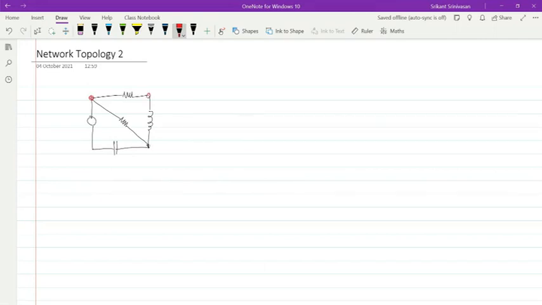How many nodes are there in this? 4. Okay. I'm not able to put more than 4 because it's a square. So every element is connected across these two nodes. This is a connected graph, right?